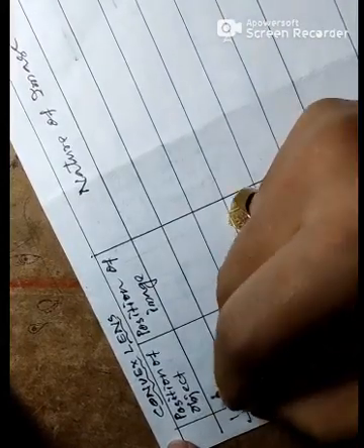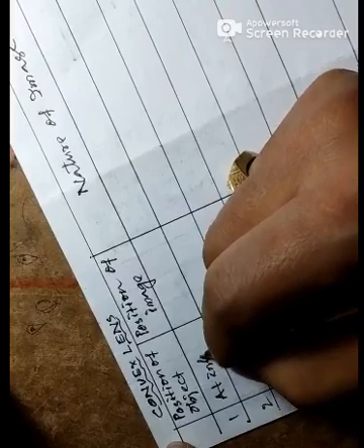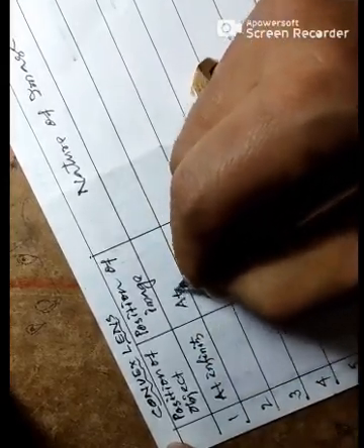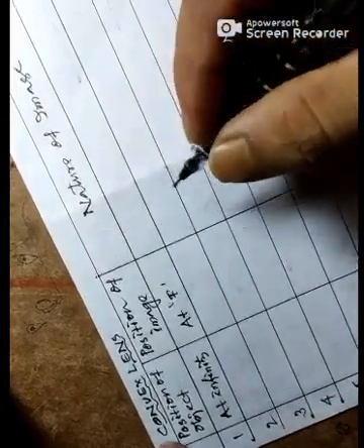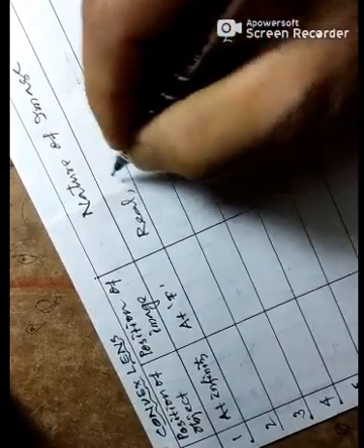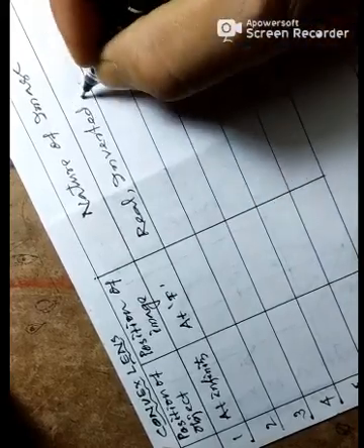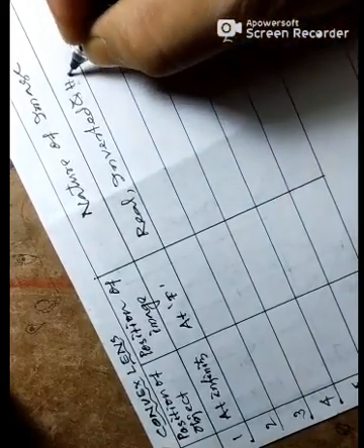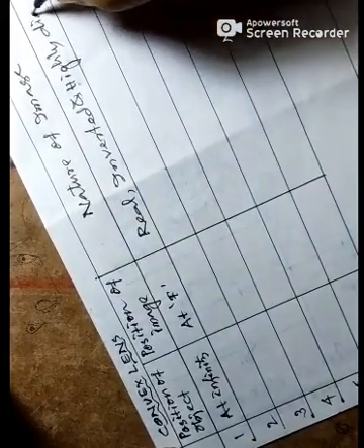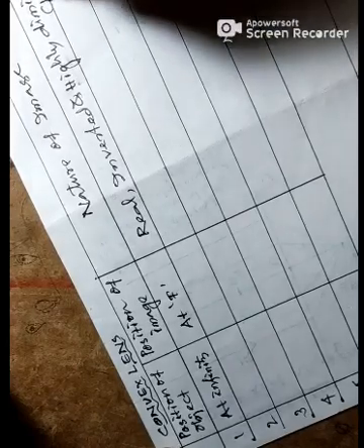First one, object kept at infinity. The image is formed at focus, and the nature is real, inverted and highly diminished. Highly diminished means point size.